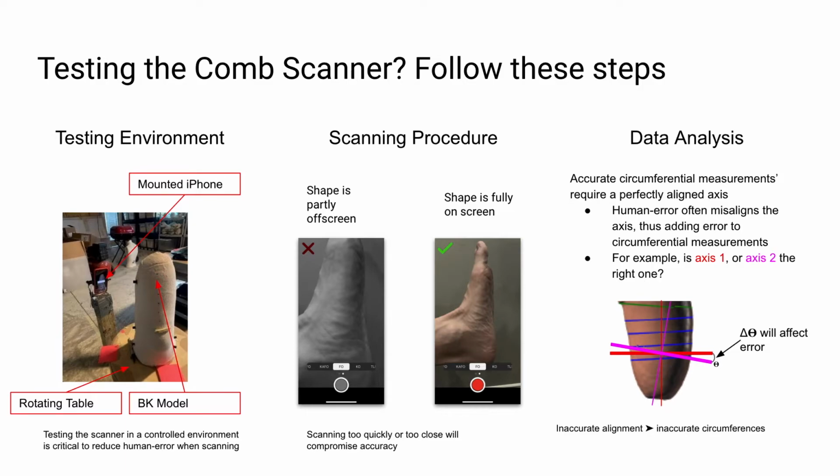Last, the data analysis. If you're comparing digital circumferential measurements between two scans, you may notice inconsistency between the two measurements. This is commonly caused by axis misalignment. Due to the nature of taking circumferential measurements in CAD, unless two axes are exactly aligned between the two scans, the slight difference of angles between the two axes will likely contribute to some error.